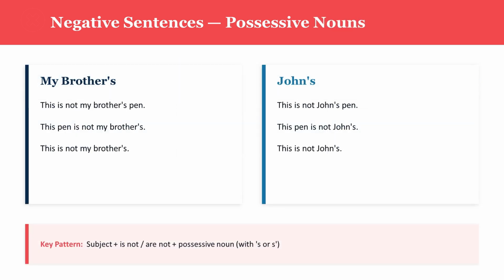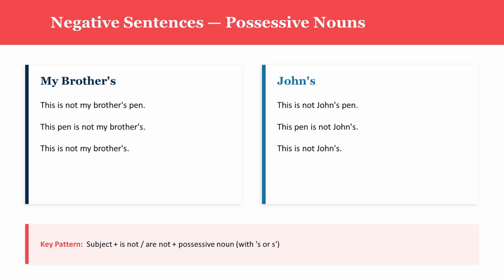Now let us see negative sentences with possessive nouns. The structure is the same. We add not after the verb. For my brother's, we say, this is not my brother's pen. Using the pronoun form, we say, this pen is not my brother's. Or simply, this is not my brother's.